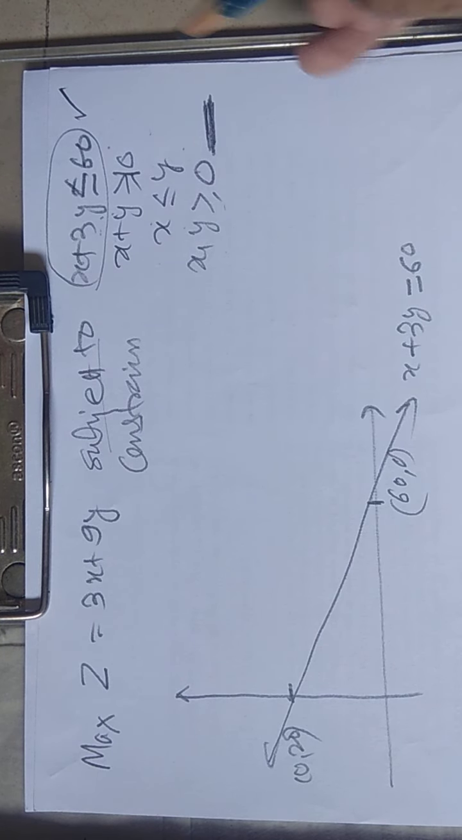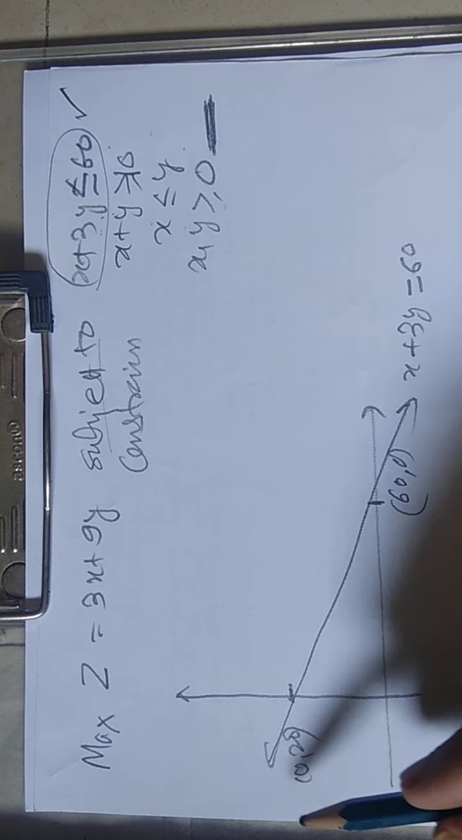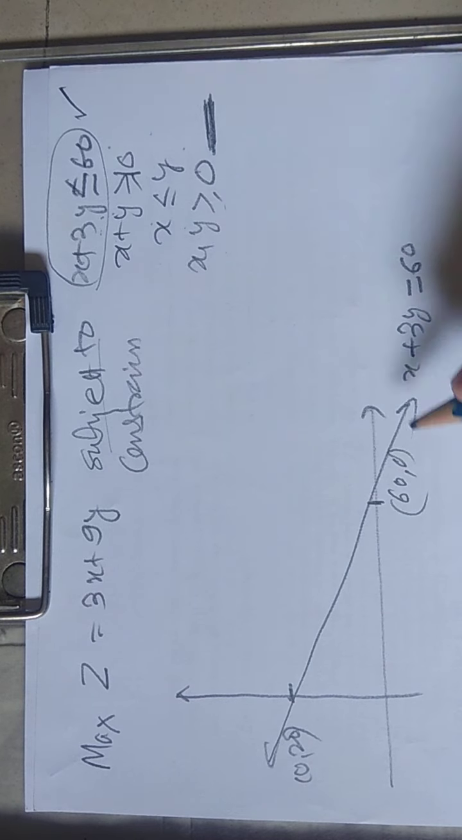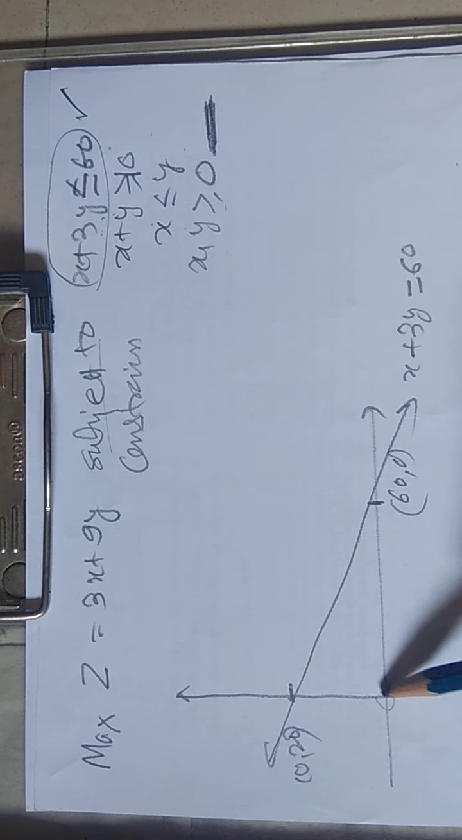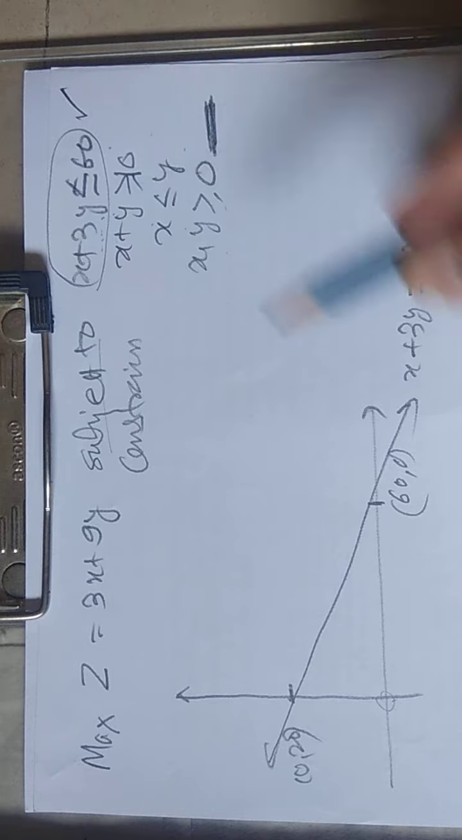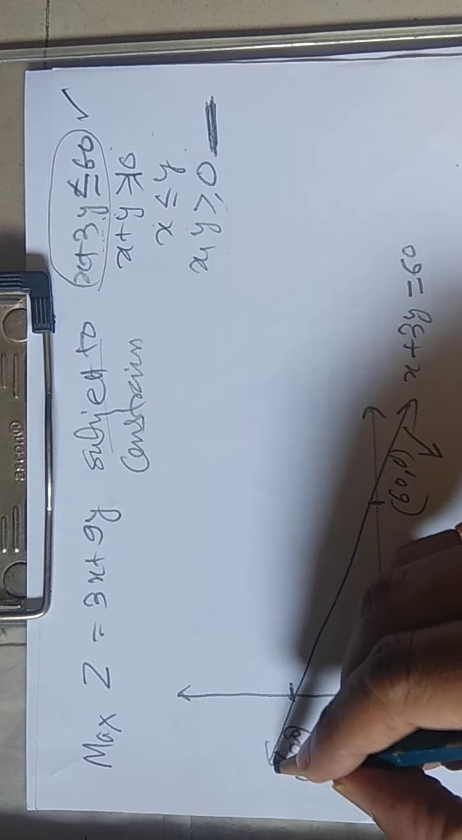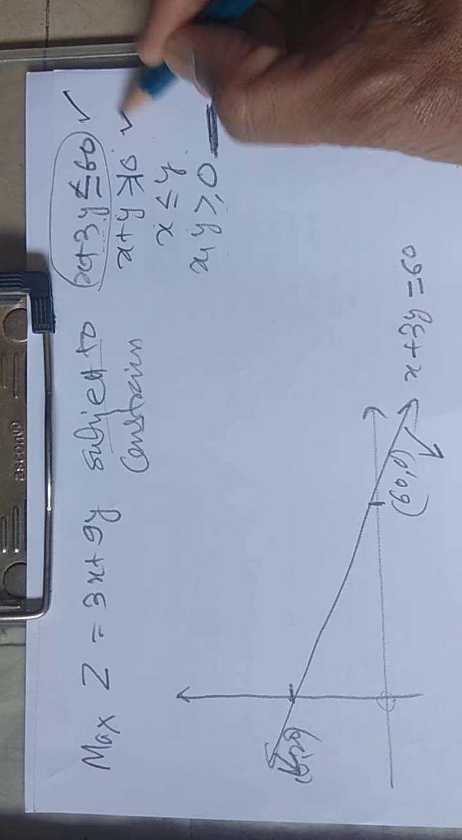Now once you have drawn this line, at the same time you can show the direction. So I'm just putting (0, 0) over here. 0 is less than or equal to 60, so it will be downside. Now I'm considering the second equation.